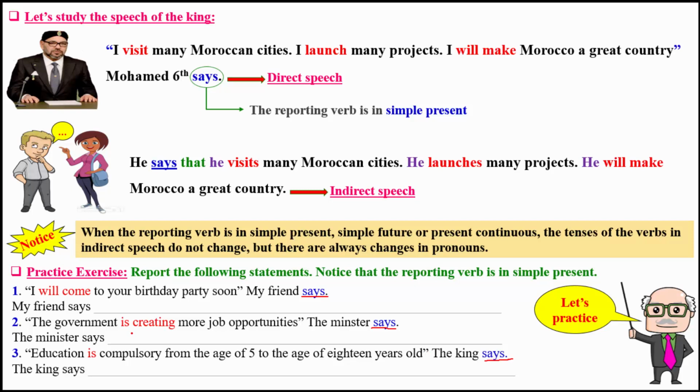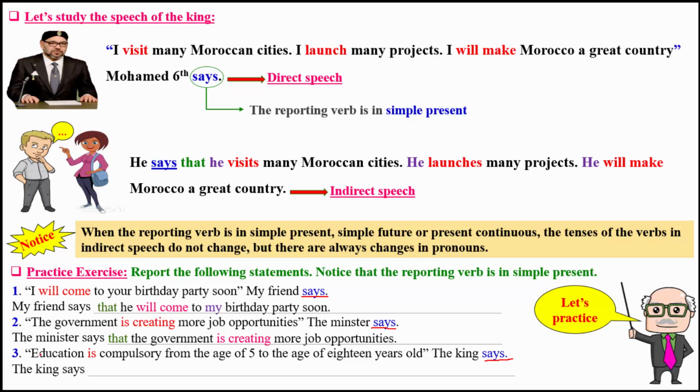Good. Now let's look at the key answers. Number one, I will come to your birthday party soon, my friend says. The answer is, my friend says that he will come to my birthday party soon. Number two, the government is creating more job opportunities, the minister says. The minister says that the government is creating more job opportunities. Look at the verb. It does not change. Is creating, is creating. Will come, will come.